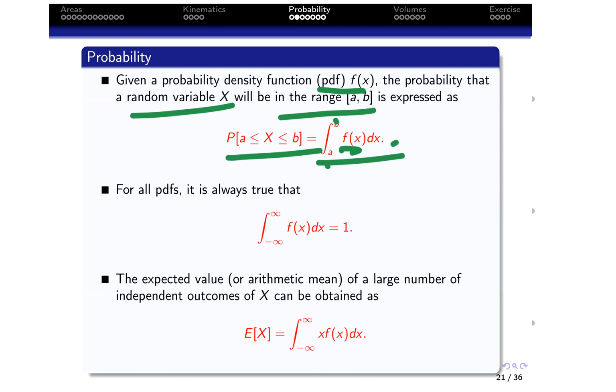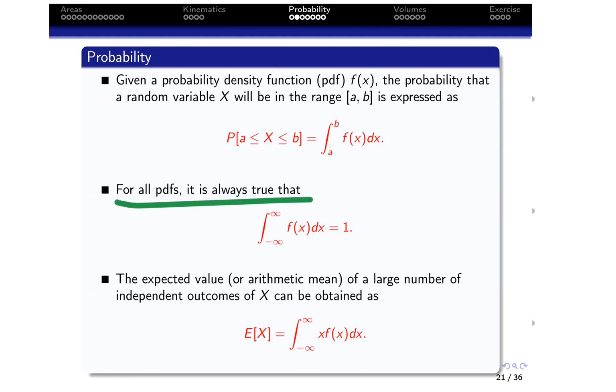Another thing you need to understand is that for all probability density functions, it is always true that if you sum up everything from negative infinity to positive infinity, it is always one because no probability goes beyond one. So if you're looking for the probability that something will happen and you get something negative or you get something greater than one, then you know something is wrong somewhere for sure, if it is actually probability you're looking for.